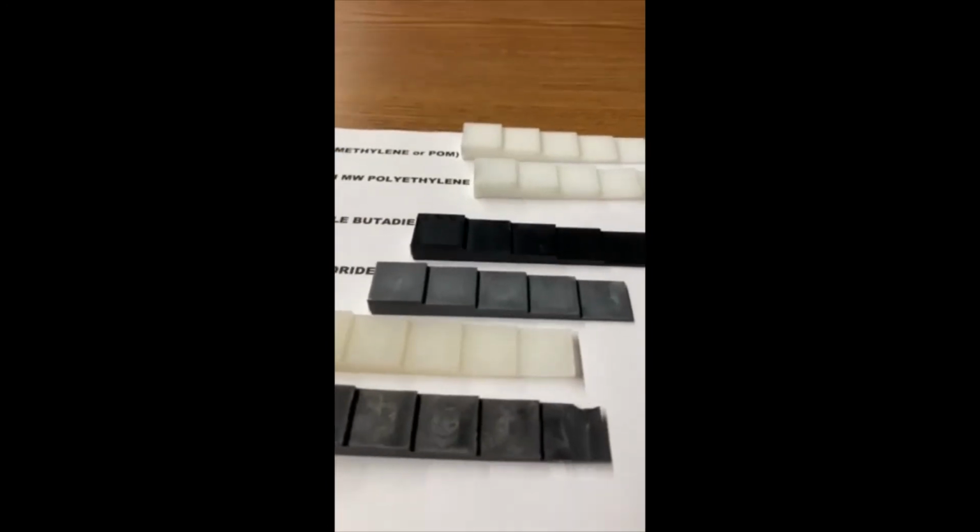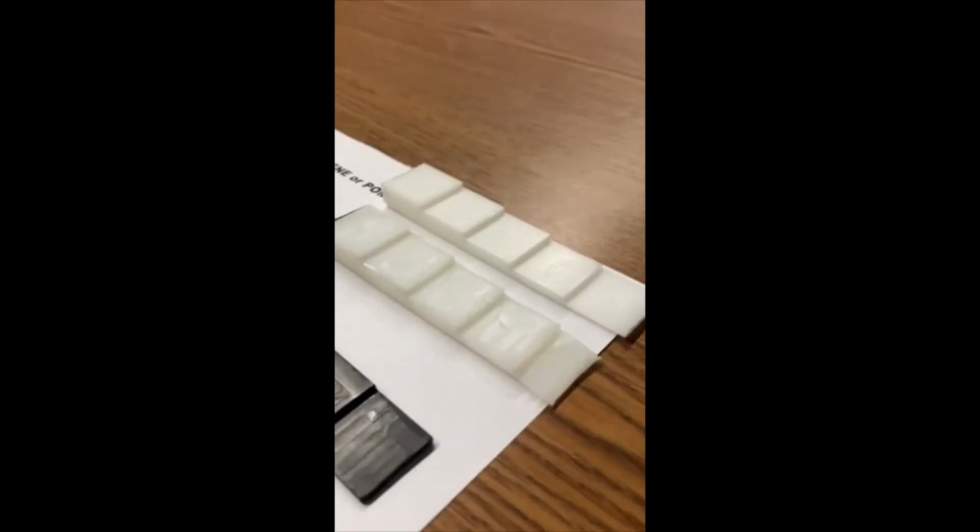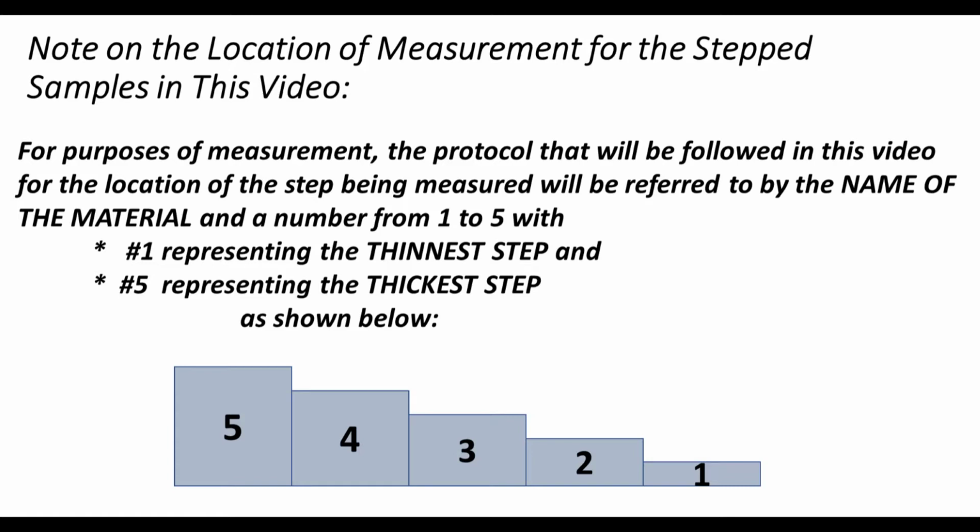Each stepped sample has 5 different thickness steps. The protocol we will follow in this video is to use the name of the material and the number from 1 to 5, with 1 representing the thinnest step and 5 representing the thickest step. For example, copper number 1 would be the copper step sample and the thinnest step of the sequence, step 1. Copper number 3 would be the middle step, and copper number 5 will be the thickest step. We will use the same naming nomenclature throughout the lab, the material followed by a number corresponding to the material and the step in the sequence.